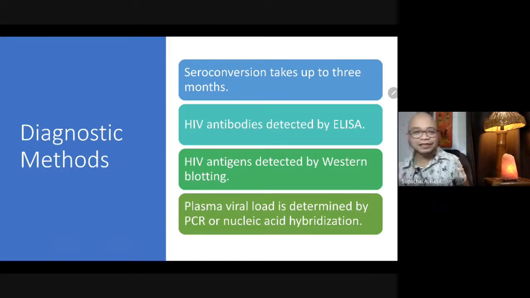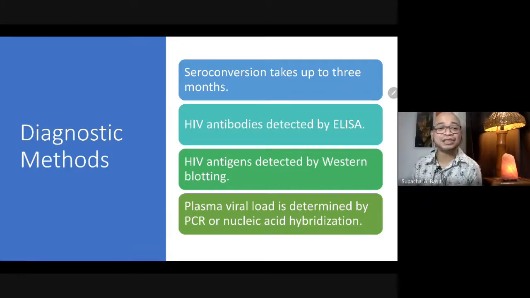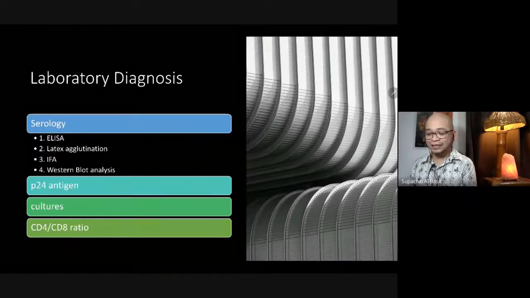So these are the considerations whenever we do diagnostic methods. Take note that seroconversion takes up to 3 months. Meaning to say, from the time of infection, there's a chance that you'll still be negative for 3 months. HIV antibodies could be detected by screening techniques such as ELISA. HIV antigens could be detected by Western blot. Western blot is a protein probe. And plasma viral load is determined by means of molecular techniques such as PCR or nucleic acid hybridization.